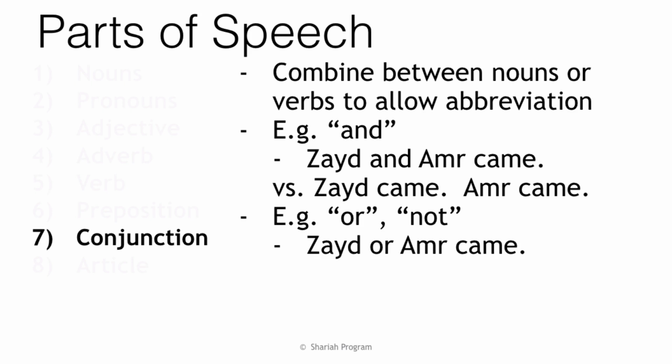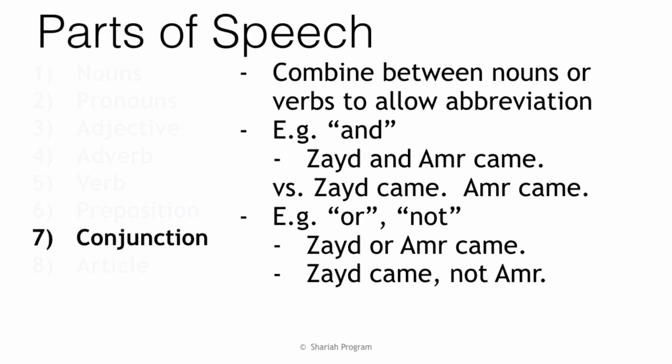So "or" is telling us that one of the two came without being specific which one. "Not" is telling us that the earlier is established and the upcoming is negated. So coming is established for Zaid and simultaneously negated from Amr. So affirmation of the first, negation of the second. That's what "not" does. Zaid came, not Amr.